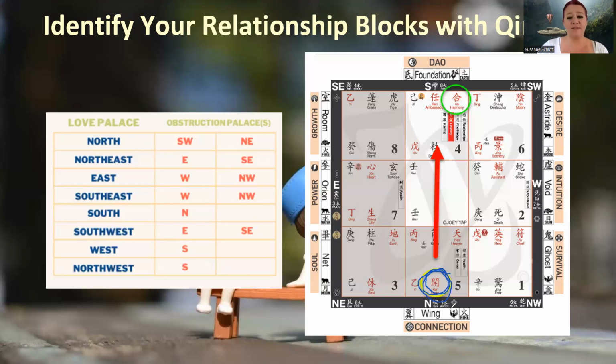Now, if you happen to have the scenery door in your obstruction palace, then either you or your partner prioritizes reputation more than the relationship. You see this a lot in power couples. They are seen as power couples by their friends, by their peers, and so they have a certain reputation to uphold. But inside the relationship, when it's just the two of them, it doesn't really work that well.